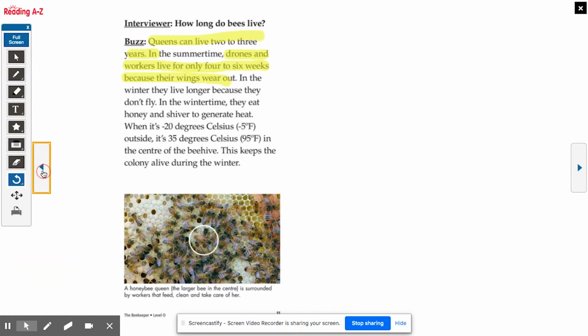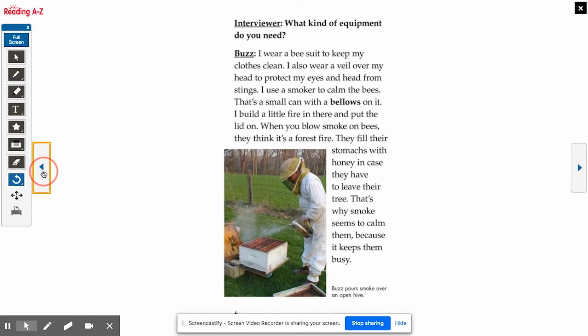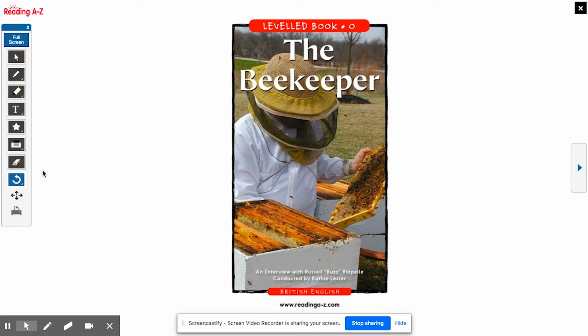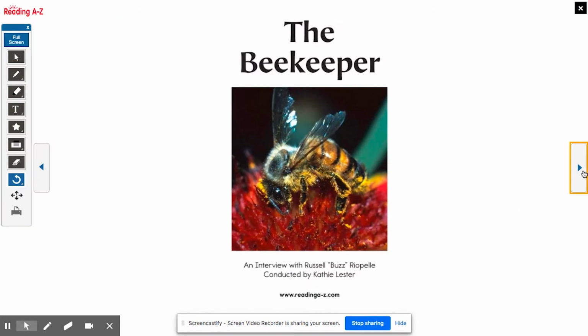Now we're going to go back to the beginning. Notice that I highlighted a lot of sections in this book. Here we are at the beginning, just like at the news desk. Notice that the beekeeper is holding some frames, and this is a real photograph. This tells us that this is probably a nonfiction text. Could be something else, but let's see.